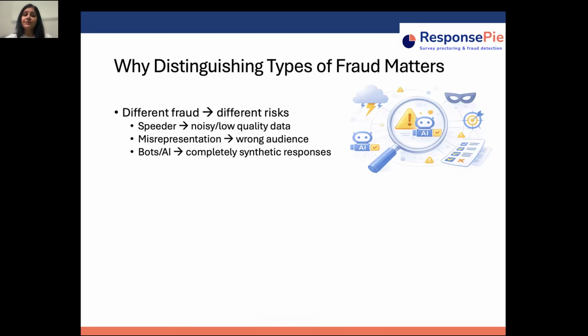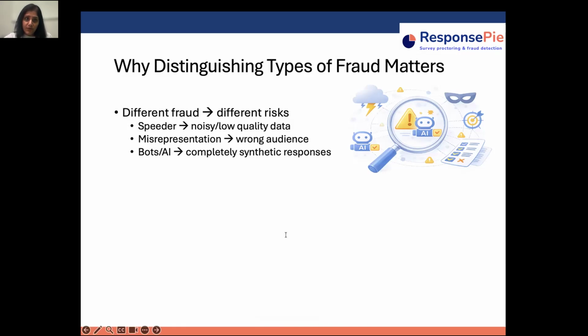However, if you're dealing with misrepresentation, the problem is different. You're now collecting data from the wrong group of people, which can affect who your findings ultimately apply to. And if you look at more of the coordinated type of fraud or AI agents, you're dealing with something even more serious. So responses that are automated, these can systematically bias or completely distort your results.